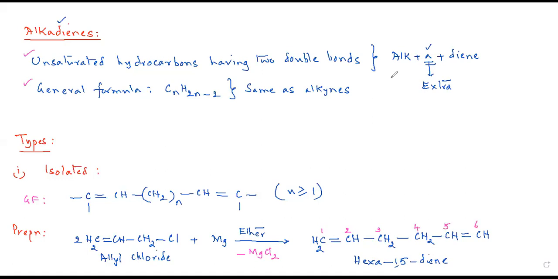Okay. Now see, they are separated by about 3 sigma bonds or 3 single bonds. I told you that the isolated alkadienes are those in which you got 2 double bonds which are separated from one another by more than 1 single bond. Okay. Next.